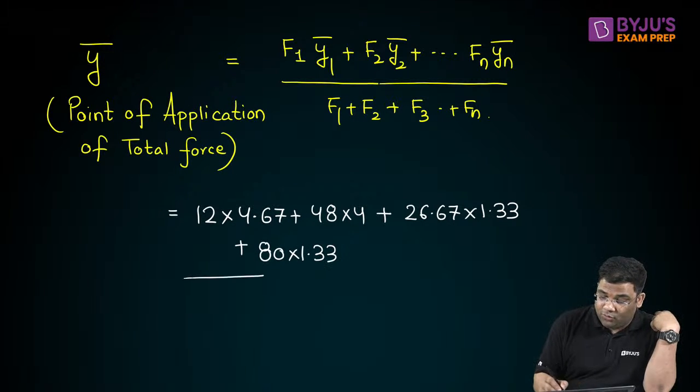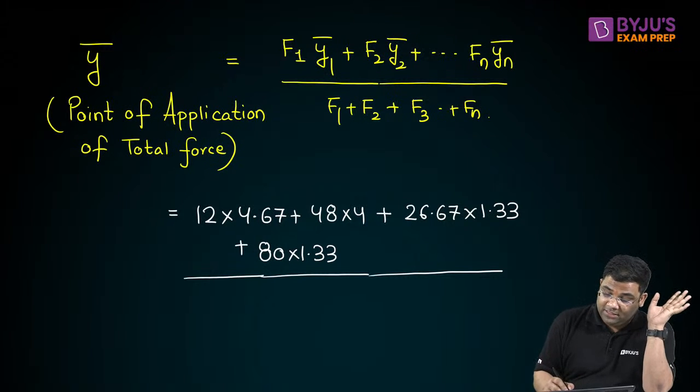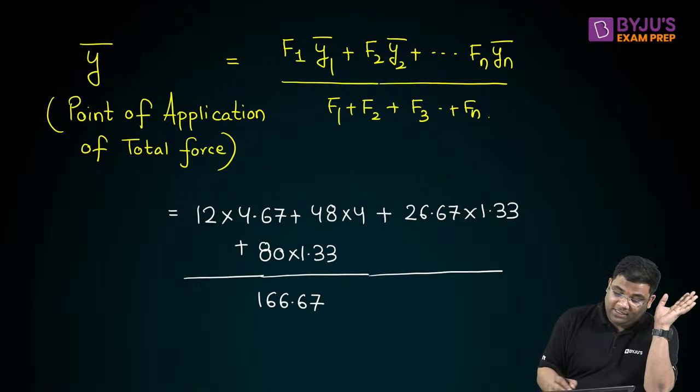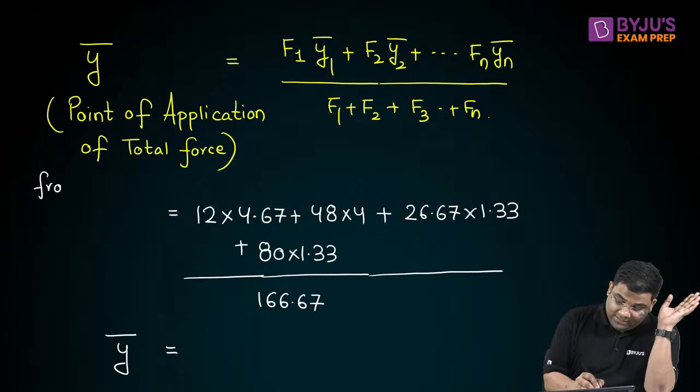Now this divided by the total force. The total force is how much? The total force value is 166.67. So what is the point of application you are getting from the base? This is from base. We are seeing from base. How much you are getting?